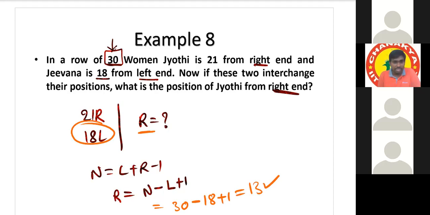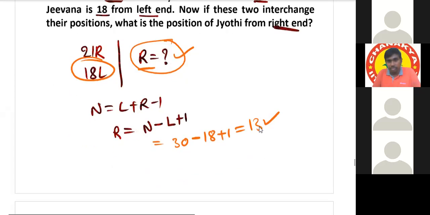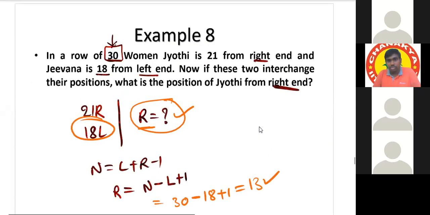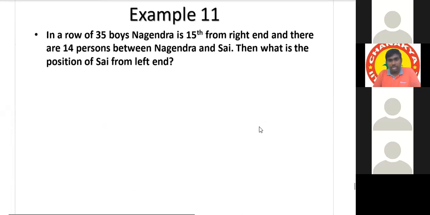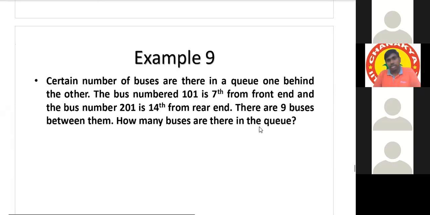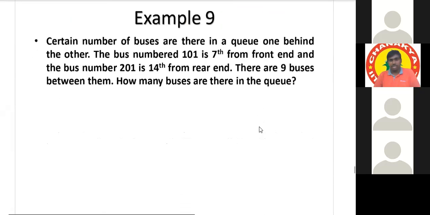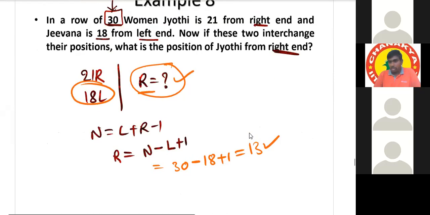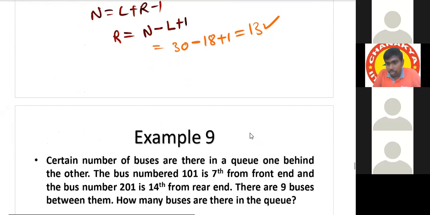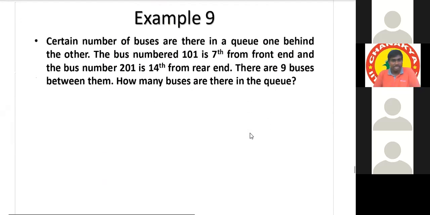In that case, left and right were given, asking for the total number. Here, is the total number given, or is it asking for the right position? Will there be one more question based on interchange? No, there is no interchange question. If you want, I will give one interchange question. We'll see that at the end if you have time. We have 13 minutes left, sir. Let us complete this exercise and later, if you have time, I will give one or two more questions based on interchange.